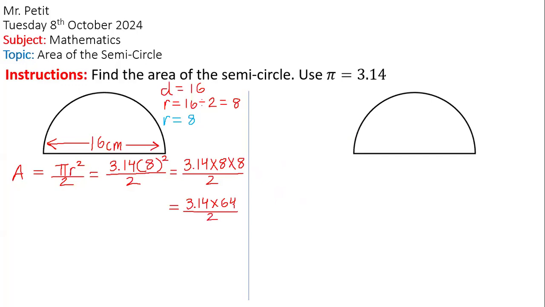So 3.14 multiplied by 64 all over 2. We're done, right? Are we done? No, sir. My answer is 100.48. We have to do what? We have to multiply what?